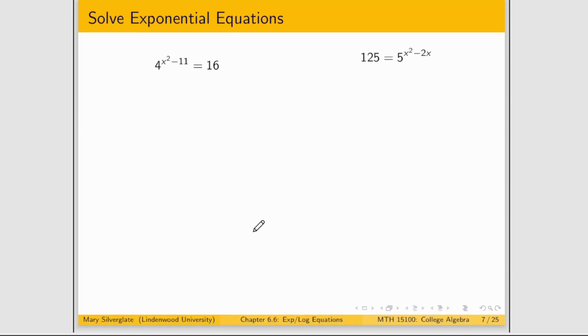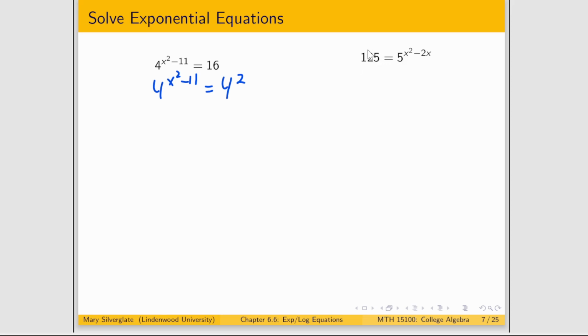For these next problems, go ahead and pause your video and see if you can at least rewrite everybody in terms of the same exponent first. So to rewrite these in terms of the same exponent, hopefully I recognize that 16 is a power of 4. So I can rewrite this first one as 4 to the x squared minus 11 is equal to 4 squared. We'll come back to solving him in just a minute. Let's just practice rewriting these.